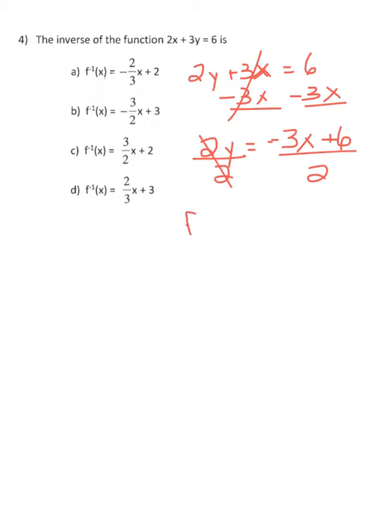I'll write f inverse of x, and then equals, so negative 3 over 2x, and then plus 6 divided by 2 is 3, so plus 3. Okay, so it looks like that is letter B.